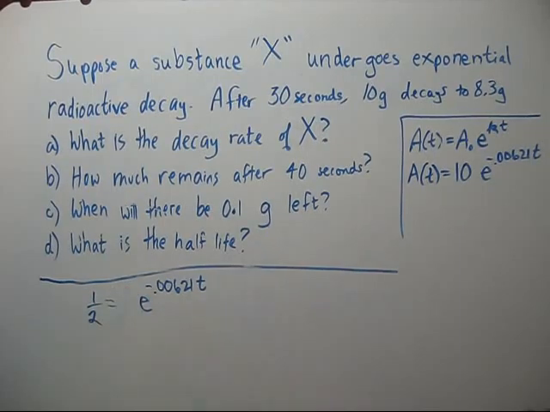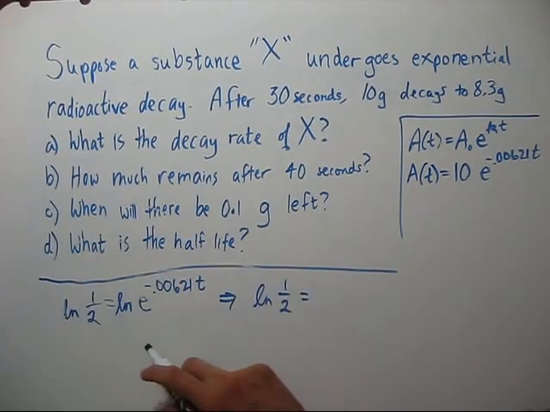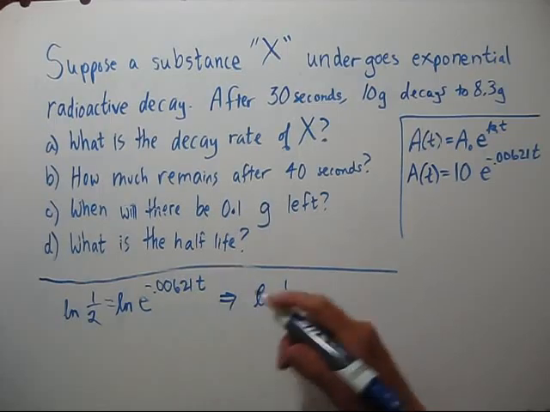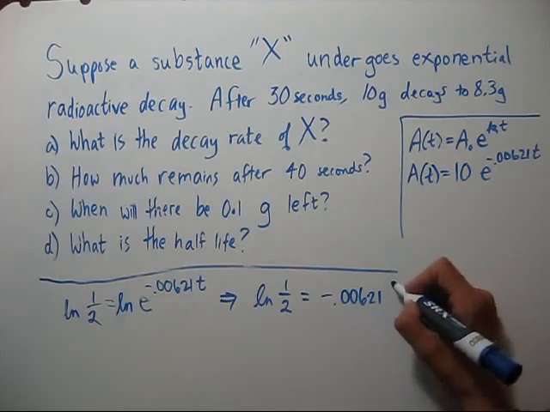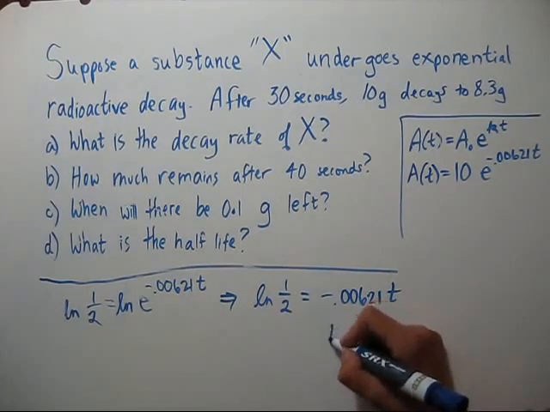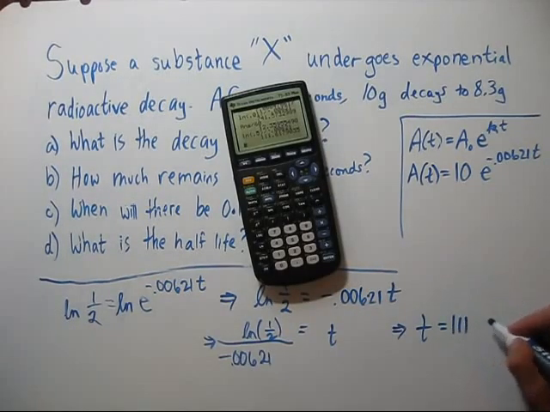Let's take the natural log of both sides. So natural log of 1/2 equals negative 0.00621 times t. Solve for t. We get t equals 111.6 seconds.